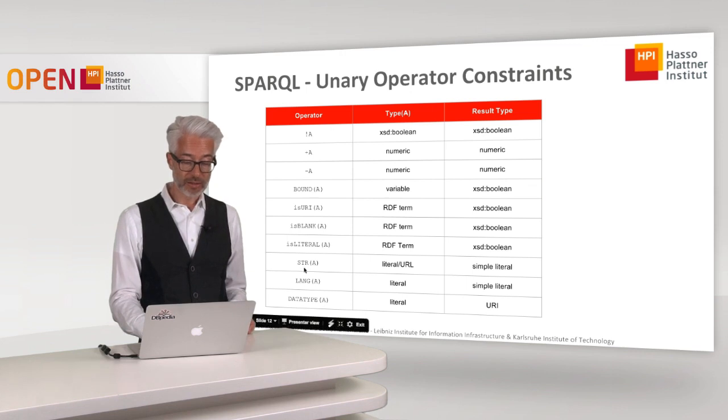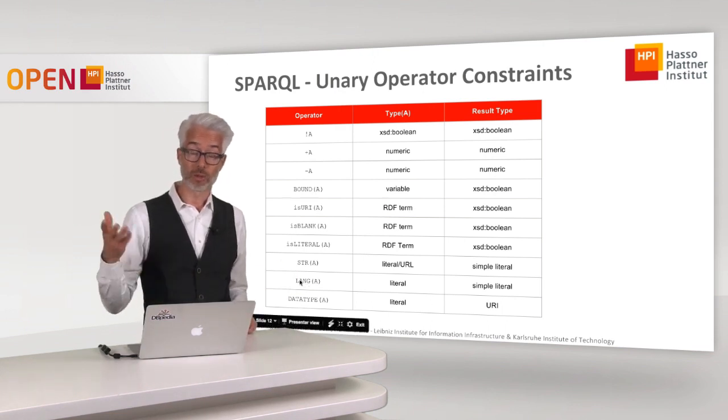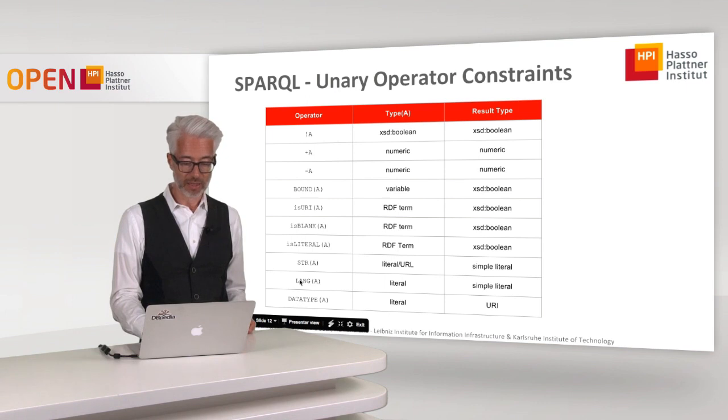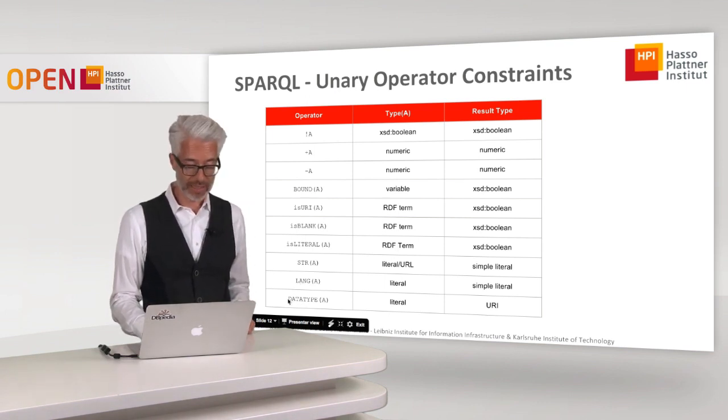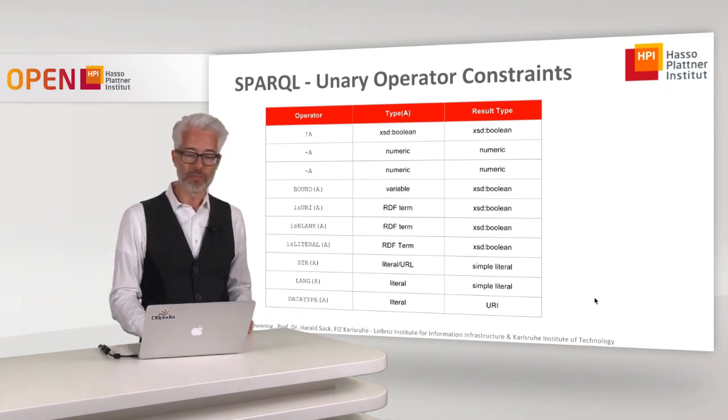And of course you can here do data conversions. You can, for example, convert a URL or another literal to a string, and you can test here the string for the language, so what kind of language identifier is given there. And of course you can also ask, is there a data type given, with a data type operator. So these are the unary operator constraints that are possible in SPARQL.